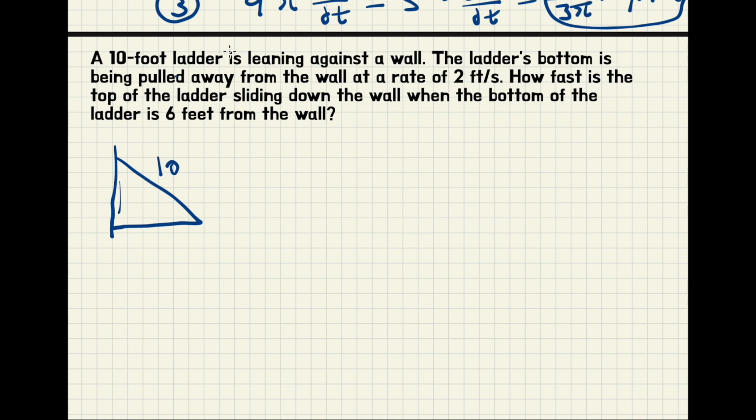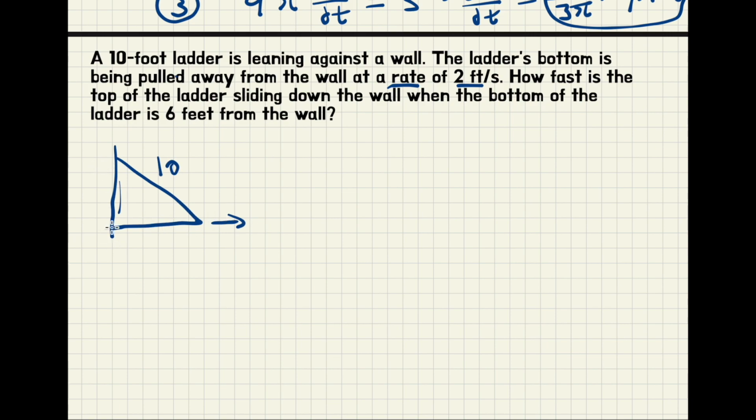Okay, breaking this up, we know there's a 10-foot ladder against a wall. It's a good diagram. The ladder's bottom, this part, is being pulled away at a rate of 2 feet.